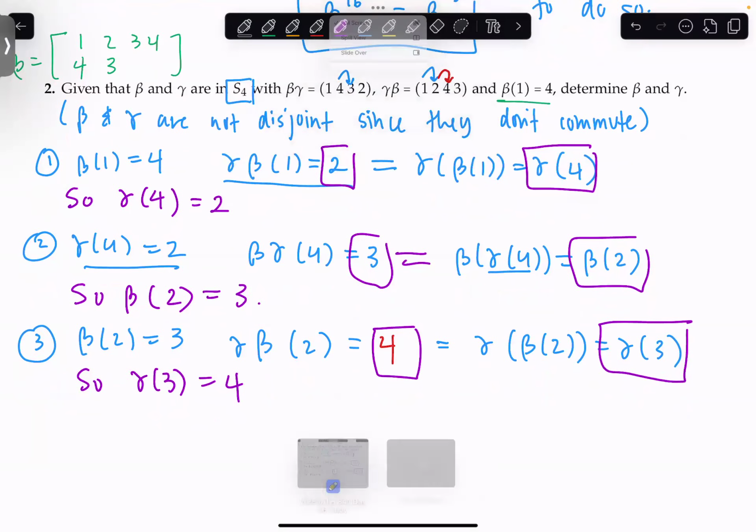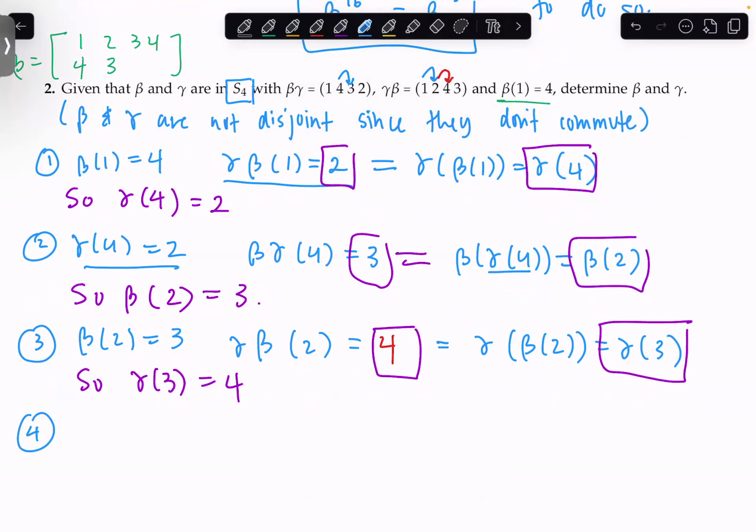Okay, so you guys tell me what's the next step. What piece of information do I use, and which composition will I need? Okay, I'm going to look at beta of gamma, and what will I plug in, and what piece of information will I need? Okay, I'm going to need gamma of 3 goes to 4. So what do I plug in into this composition? What does 3 get mapped to? What do I get here?